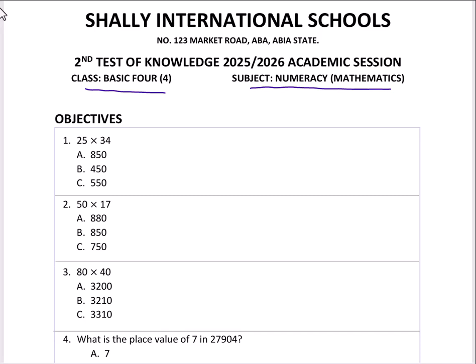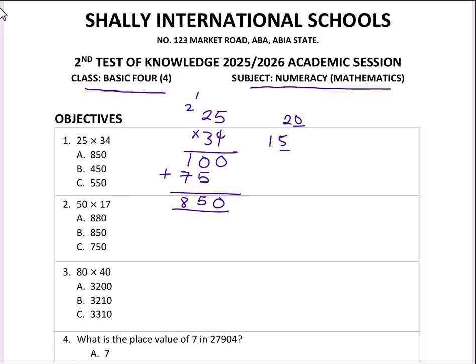Question 1 says 25 multiplied by 34, so we'll have 25 and then 34, so we are multiplying. 4 times 5 is 20, so we'll write 0, carry 2. 4 times 2 is 8, plus that 2 is 10, and then we move to 3. 3 times 5 is 15, so we'll write 5. Remember to align it, write 5 and carry 1. 3 times 2 is 6, plus 1 is 7. So let's add from this point. 0 plus nothing is 0, 0 plus 5 is 5, 1 plus 7 is 8. So we have 850, and that's option A.